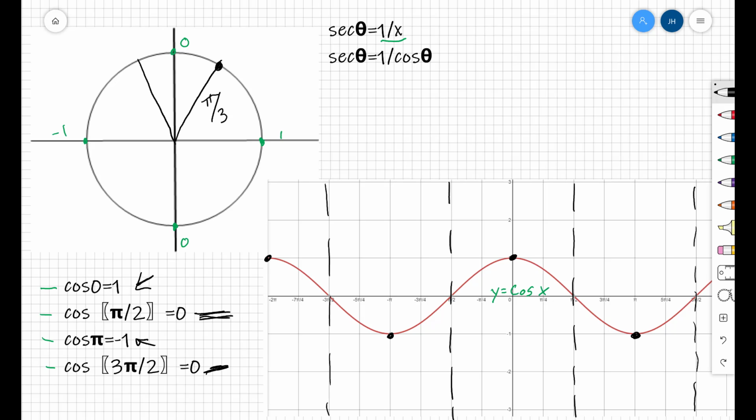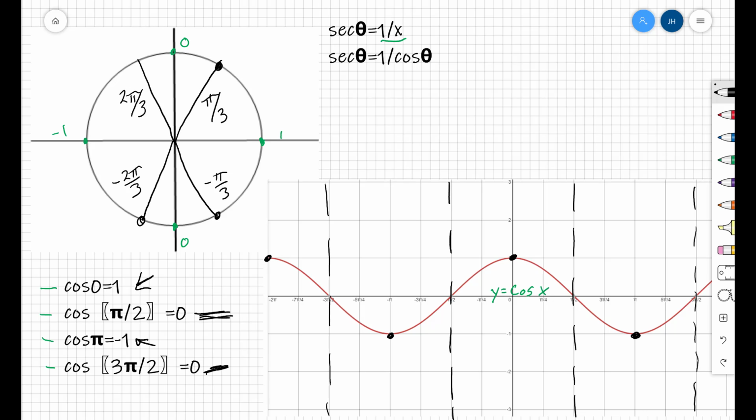And our x value is negative 1/2 at 2 pi over 3. And it's also positive 1/2 at negative pi over 3. And it's also negative 1/2 at negative 2 pi over 3.